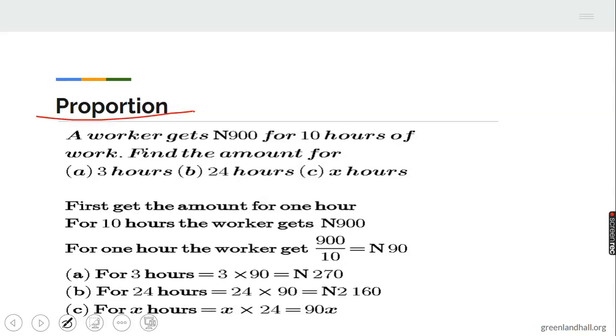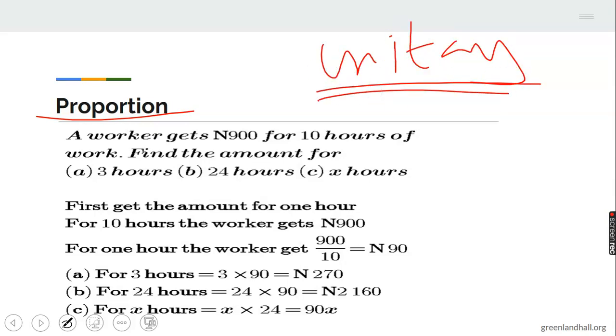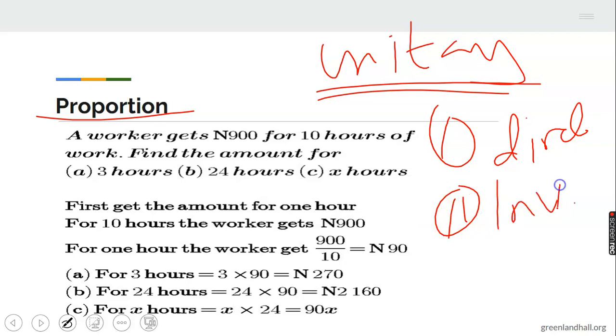Now we move to proportion. Proportion, we have unitary method of proportion, and we have two types of proportion. We have direct and we have inverse.